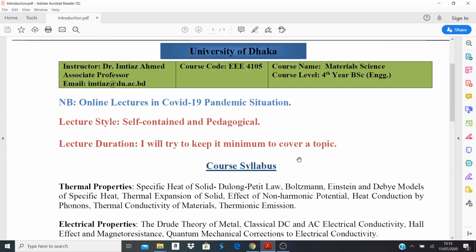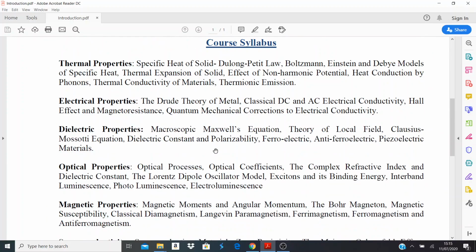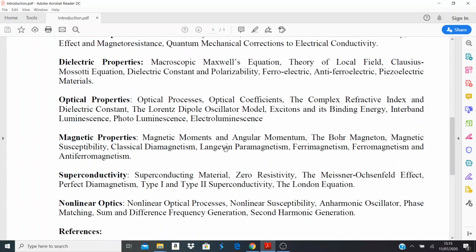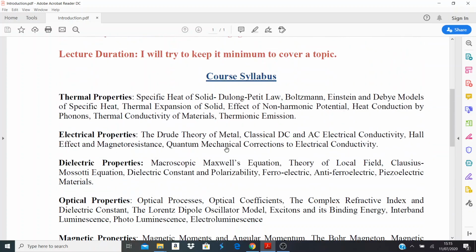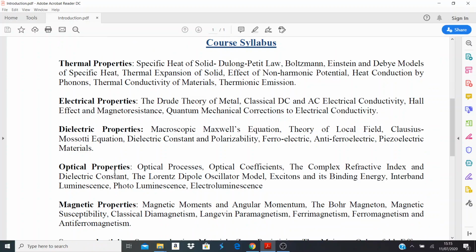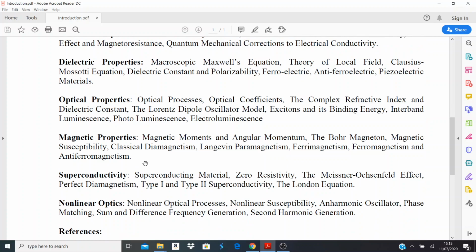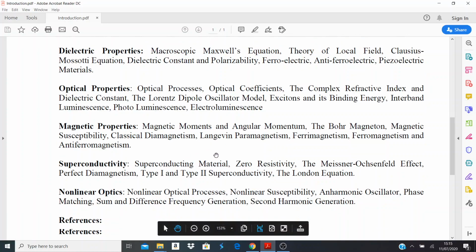So let's have a look at the course syllabus now. So if you look at the syllabus, we cover a wide range of topics in this course. We start with thermal properties, then we go through electrical properties, dielectrics, optical properties of the material. Then we study magnetic properties, superconductivity, and the course ends with some basic understanding of nonlinear optics.